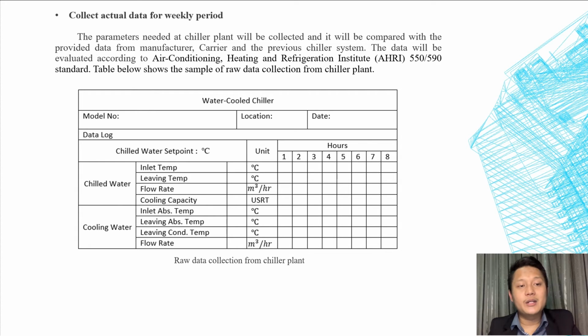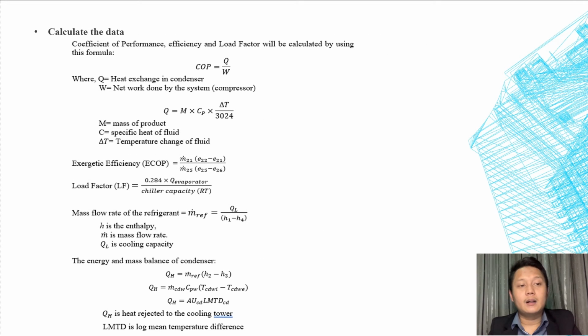This is the collection of actual data for the weekly period. The parameters needed at the chiller plant will be collected and compared with the data provided by the manufacturer, which is Carrier, and the previous chiller system, which is the district cooling system. The data will be evaluated according to the Air Conditioning, Heating and Refrigeration Institute AHRI standard. The table below shows a sample of raw data collected from the chiller plant. To calculate the data, coefficient of performance, efficiency, and load factor will be calculated using this formula.